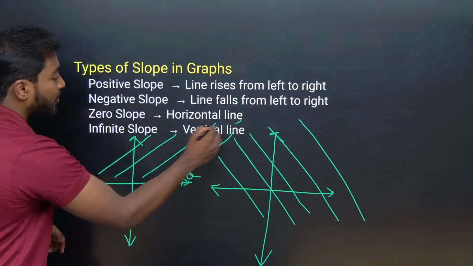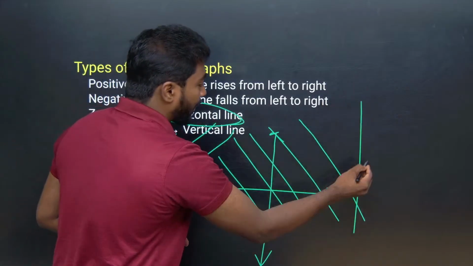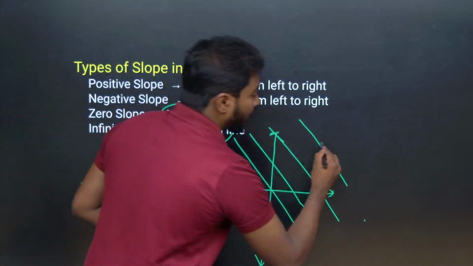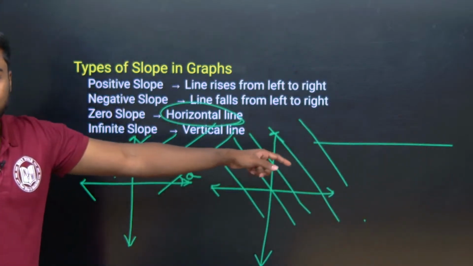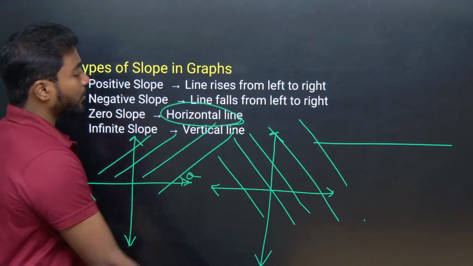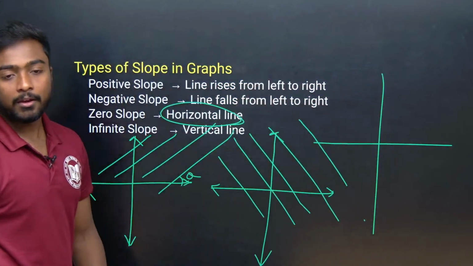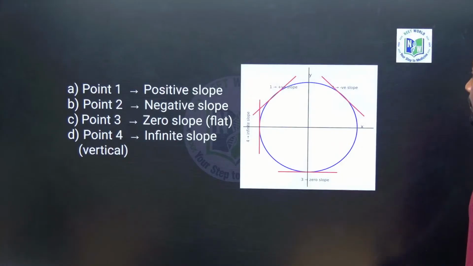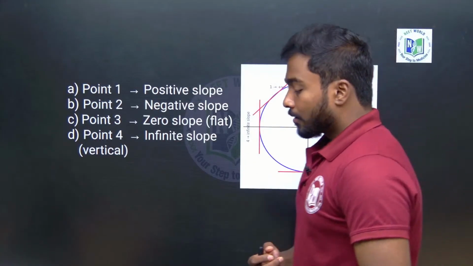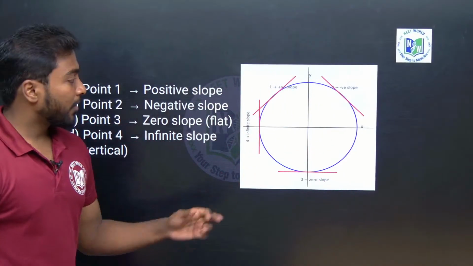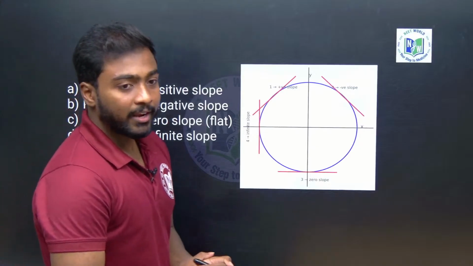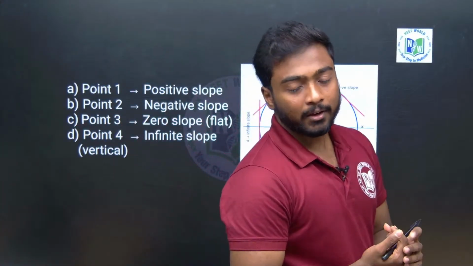So this is a line that rises from left to right, and a line that falls from left to right. Next one is the horizontal line. This one is vertical, this is horizontal. If there is a horizontal line, the slope is 0. If there is a vertical line, the slope is infinite. Okay. Now this is the schematic diagram or graphical representation for the slopes: positive, negative, 0 or infinite.